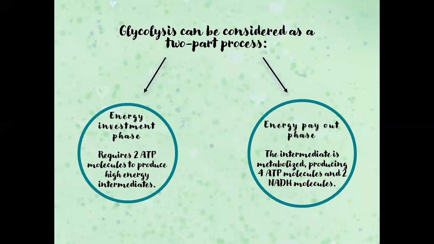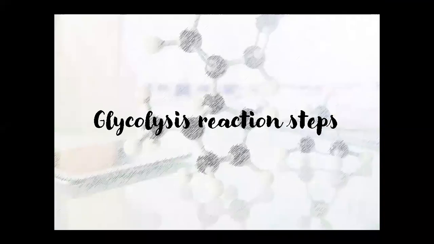Glycolysis can be considered as a two-part process. First is the energy investment phase, which requires two ATP molecules to produce high-energy intermediates. Second is the energy payout phase, in which the intermediate is metabolized, producing four ATP molecules and two NADH molecules. Now, let's move on to glycolysis reaction steps.